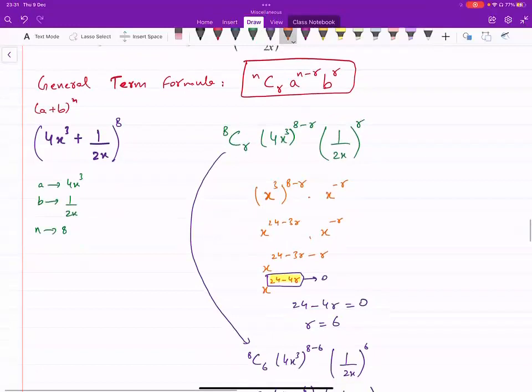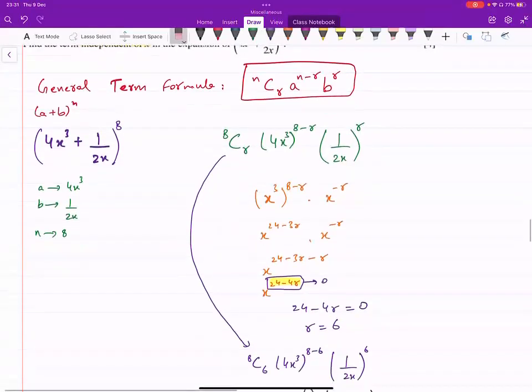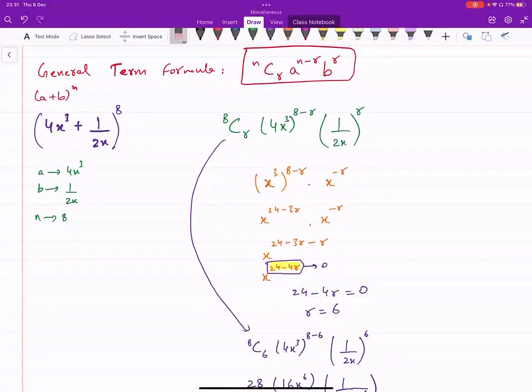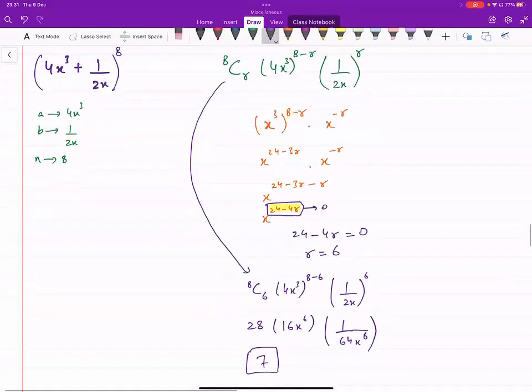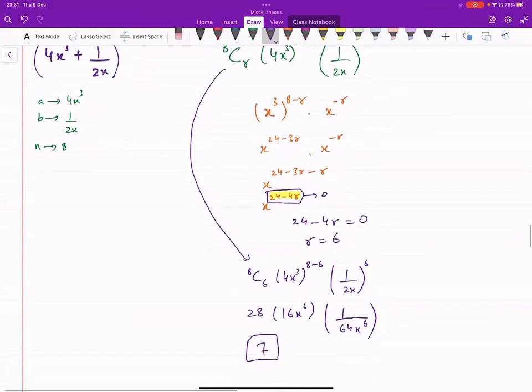Once you have the value of r, all you have to do at that point is put that value of r back in the formula that you had. इसके अंदर r की value input कर दो, and you will get the term that you were looking for. यहाँ पे आपने r की जगह 6 input कर दिया उस general term formula के अंदर. Now you can just simplify this and get a result.